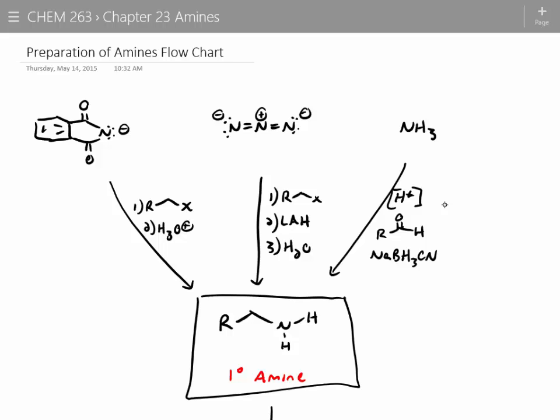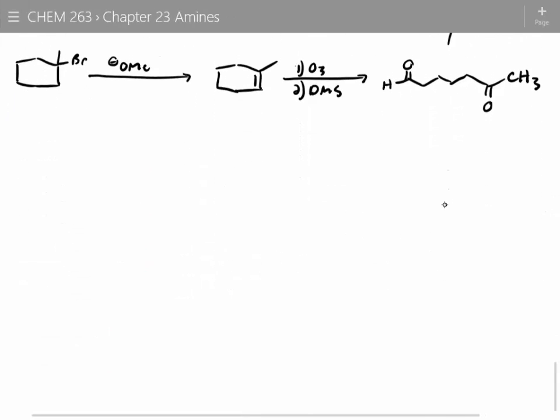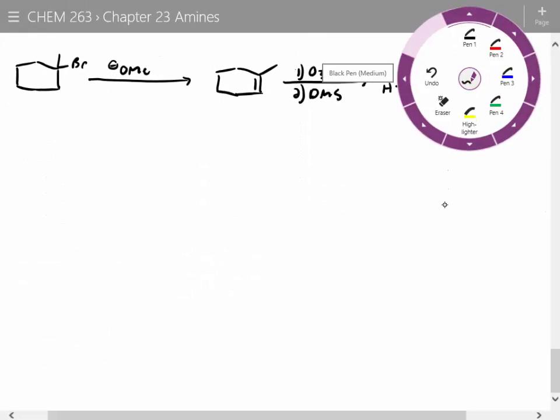All right, I've got one last synthesis problem for us. Is it okay if I switch now? Okay, so let's go back and do one last synthesis problem.